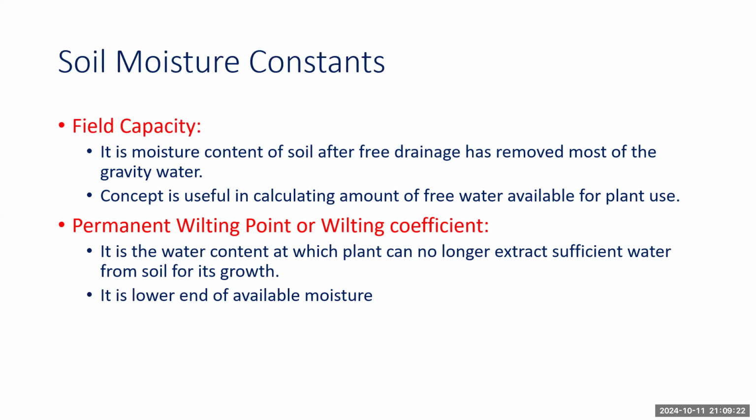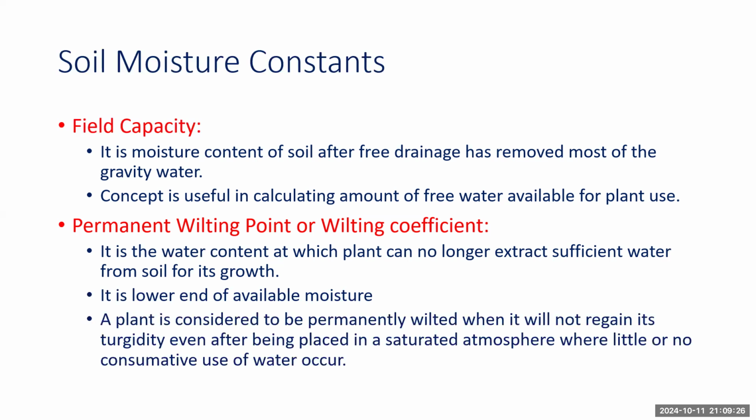So what is the meaning of this? It is a lower end of available moisture. Now, regarding the term wilting, a plant is considered to be permanently wilted when it will not regain its turgidity even after being placed in a saturated atmosphere where there is little or no consumptive use of water.